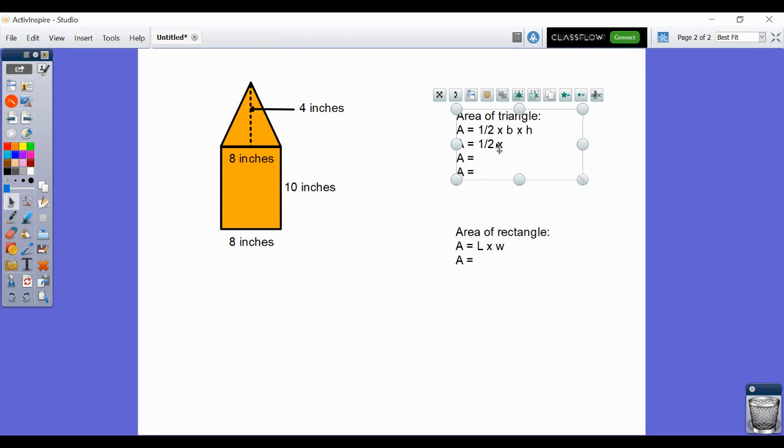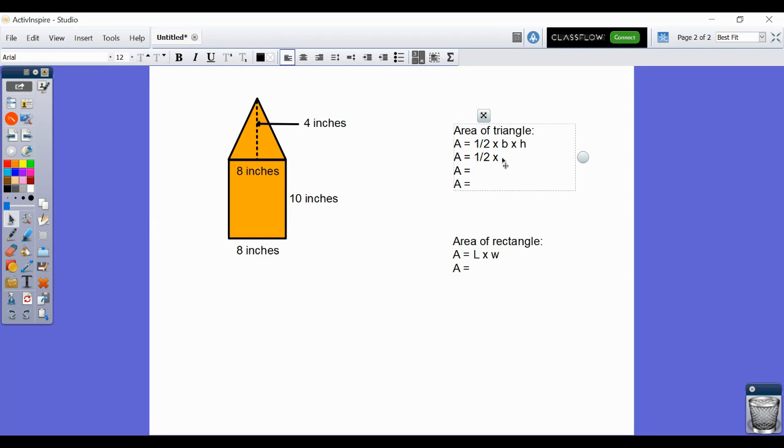So now we can go back over to our formula and plug in our 8 for our base times our height, which is labeled here, which is 4. We can continue to solve this. So 1/2 times 8 times 4. 8 times 4 is 32. So 1/2 times 32 is 16 square inches. That is the area of our triangle.